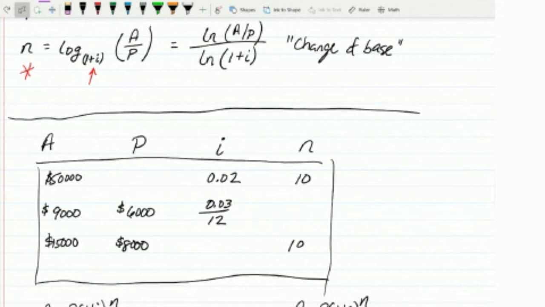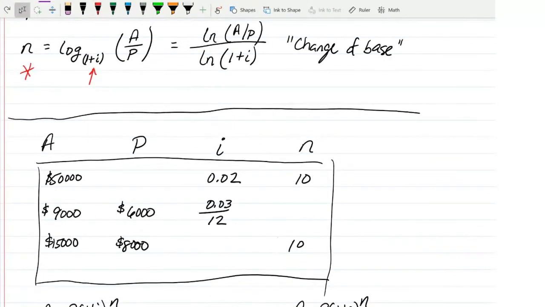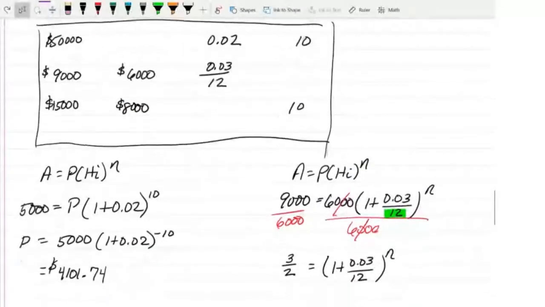I gave a couple of examples here. I just filled in this table with the numbers, the a, the future value, the p, the present value, the interest rate I per period, and the number of periods n. And we practice plugging these things into our calculators. Right? I'll scroll down to see.